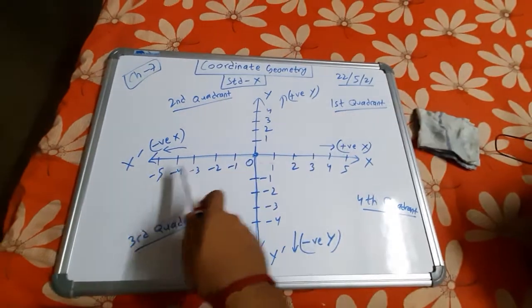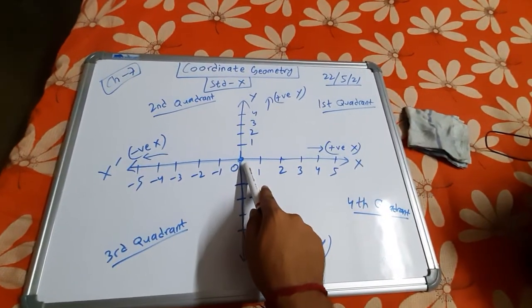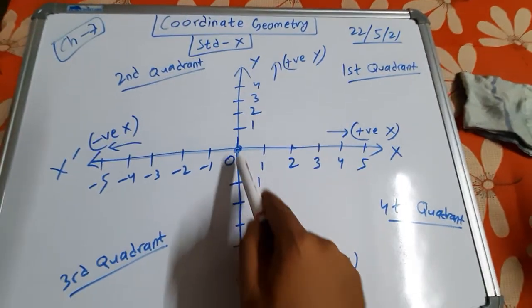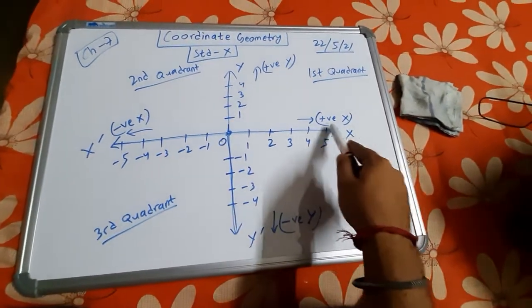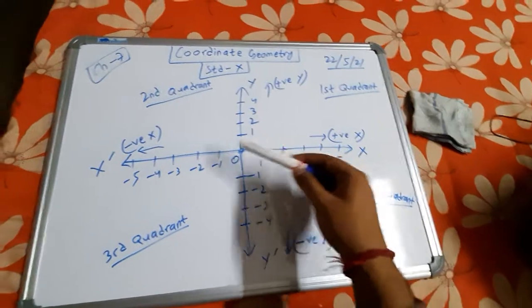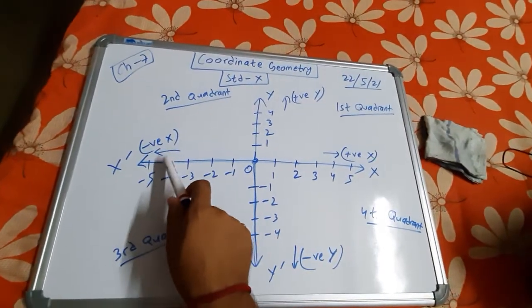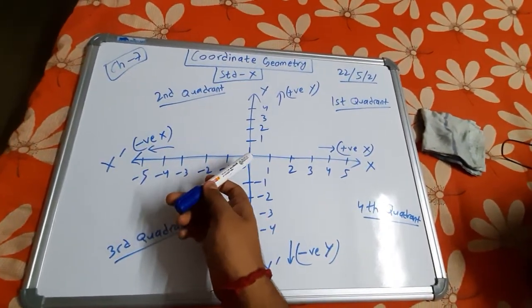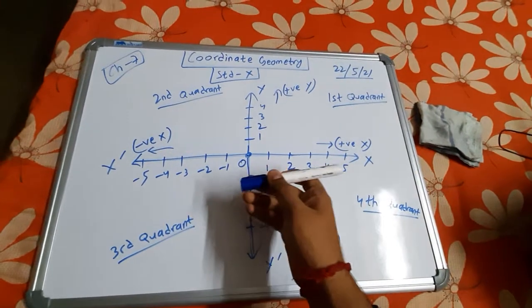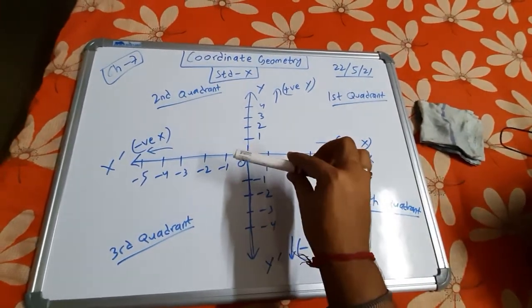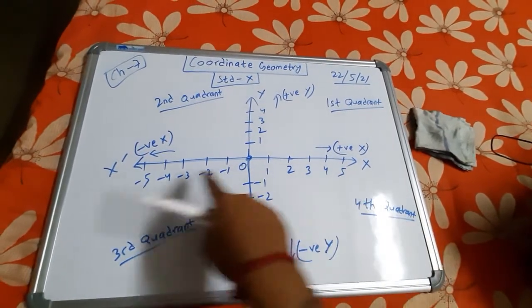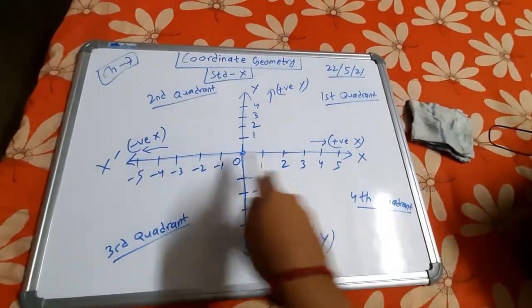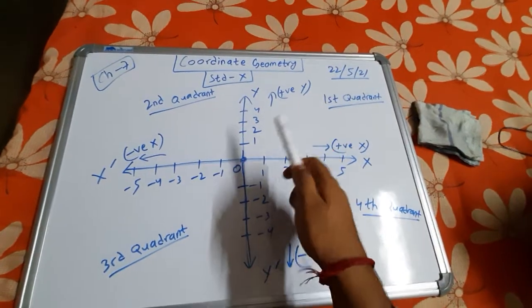You know that this O is the origin, the intersection of the two axes, the y axis and the x axis. This is the positive part of x, and this part is the negative x. As you know, from the origin, if you go to the right hand side, you go to the positive section. If you go to the left hand side, you go to the negative section. This total section is known as the x axis, the horizontal line.